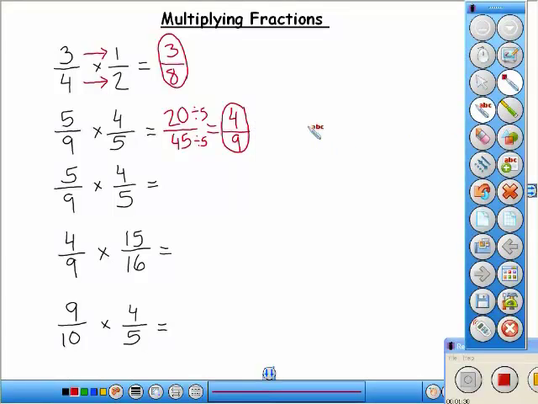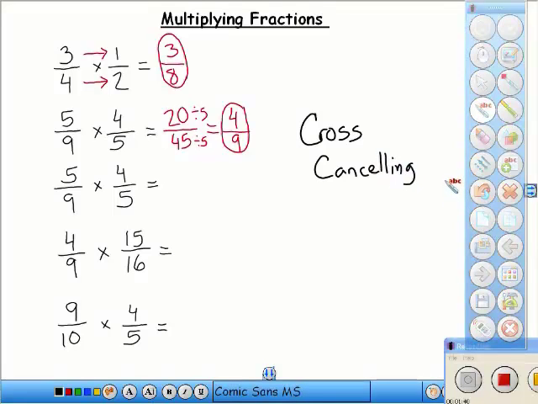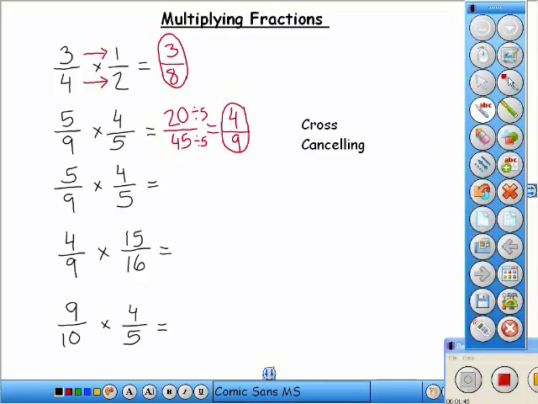Now, we have something called cross-canceling. Wouldn't it be cool if there was a way where we wouldn't have to reduce, or if we did have to reduce, we wouldn't have to reduce as much? Let's take a look at this same problem. Here's how we cross-cancel. When we cross-cancel, we're going to look diagonally. We're not going to multiply. We're just going to look diagonally.